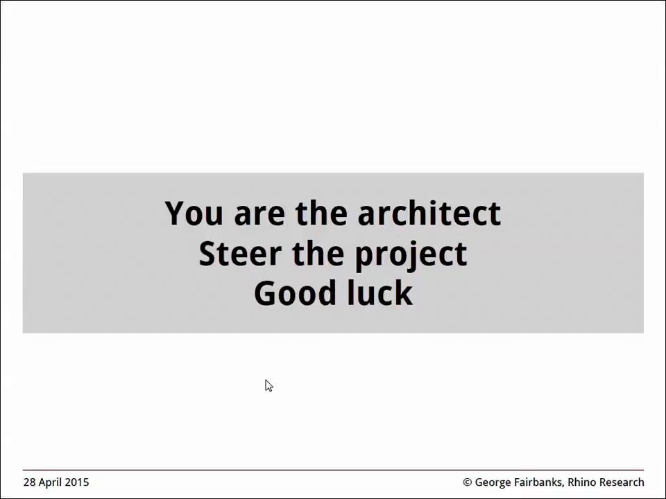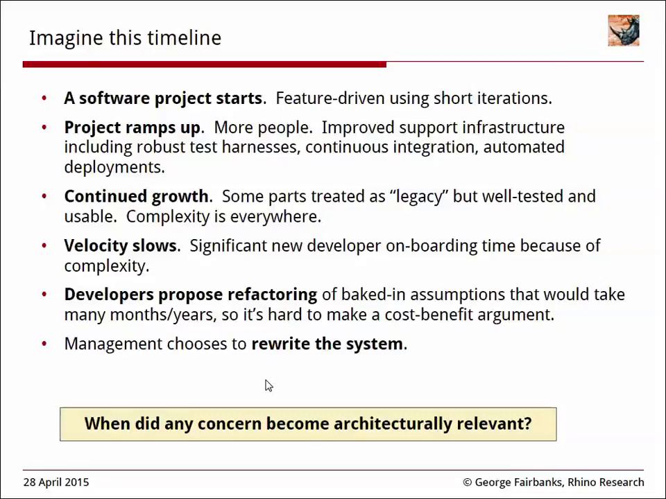So here's the situation I find myself in. You are the architect, steer the project, good luck. And so we're trying to pull in all the best technologies we can. We're trying to do iterative development. We're feature focused, thank you. And how do we make that happen? So let me show you a parallel timeline that generalizes the one I just showed you, which was specifically about testing and injection. The project starts up, it ramps up, it has continued growth, things are going great. Velocity starts slowing down because complexity is weighing us down.